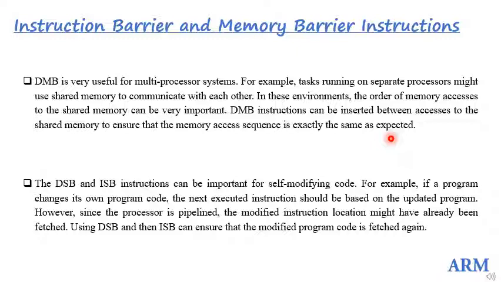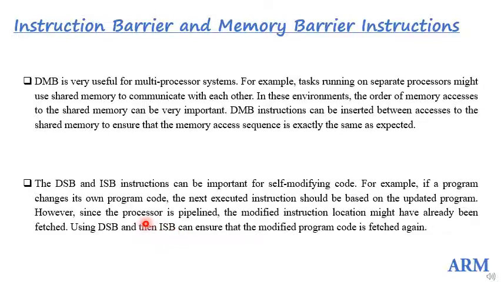Okay, and the DSB and the ISB, that is, data synchronization barrier and instruction synchronization barrier instructions, can be important for self-modifying code. This is with respect to the program code. For example, if a program changes its own program code, the next executed instruction should be based on the updated program. So unless that code is updated, the next instruction should not be executed. This can be taken care of by the DSB and ISB instructions. DSB is pertaining to data and ISB is pertaining to instructions.